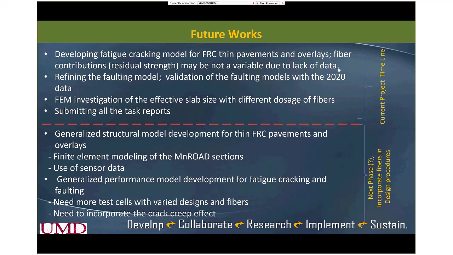But since cells 506 through 826, where we varied the fiber, we didn't see a great variation in the cracking. Only one cell cracked that didn't have fiber, right? But we will try to develop some kind of curve for different cells, at least for different thicknesses. We can get those curves. So the model will be a function of, let's say, ESALs, the base thickness, the overlay thickness, or the pavement thickness.